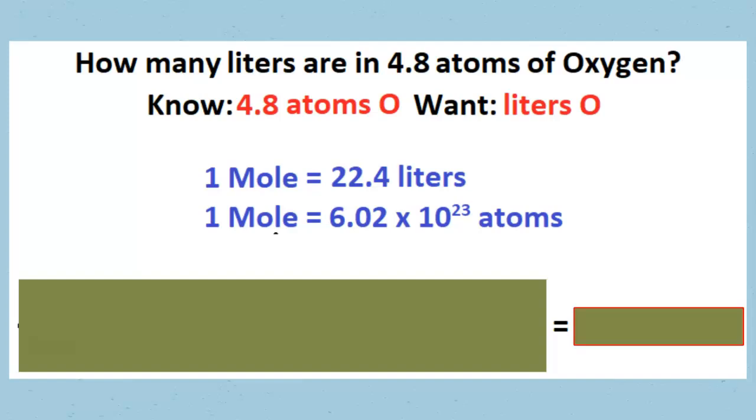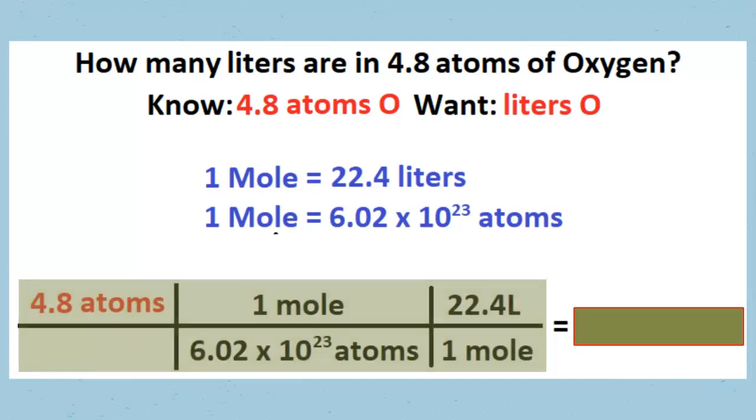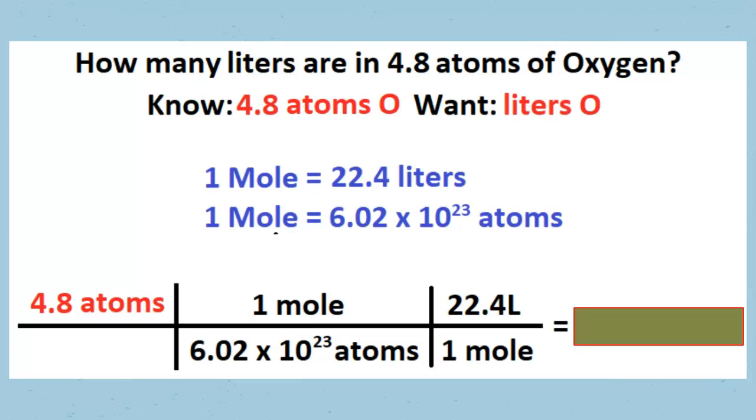Using those relationships, we plug it into our dimensional analysis, again, starting with what we know. So 4.8 atoms of oxygen. If we have atoms on top, we want atoms next at the bottom. Remember, the number associated with atoms is 6.02 times 10 to the 23, which is equal to 1 mole. If we have moles on top, we want moles again at the bottom. And 1 mole is equal to 22.4 liters. Liters of oxygen is what we're looking for, so we can stop.